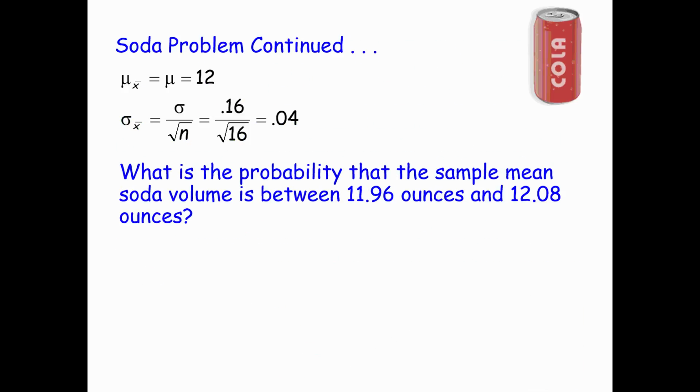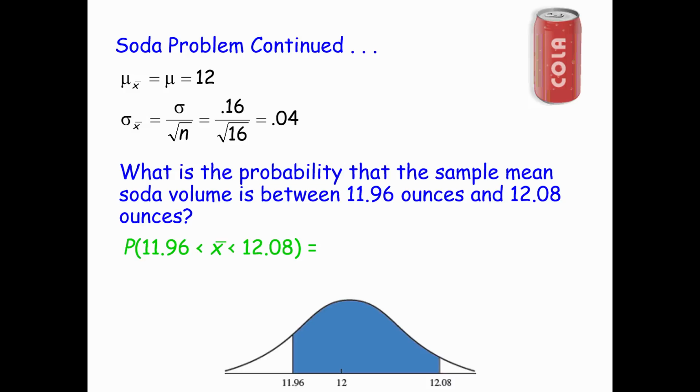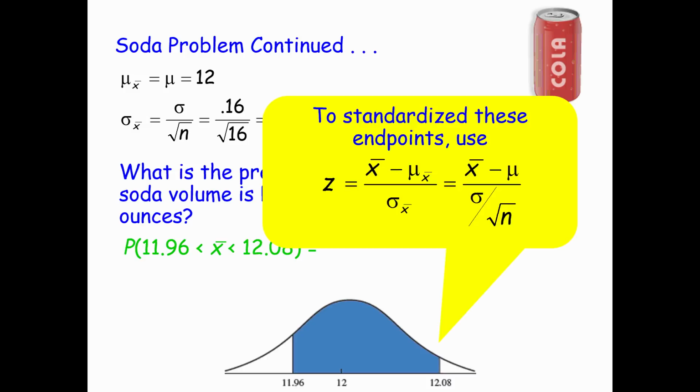So what is the probability that the sample mean of soda is going to be between 11.96 ounces and 12.08 ounces? So we have to find the z-scores for these two values, and they just did a real quick transformation of the z-score. Instead of dividing by the standard deviation, they are replacing the standard deviation of the population with the standard deviation divided by the square root of the number in the sample.